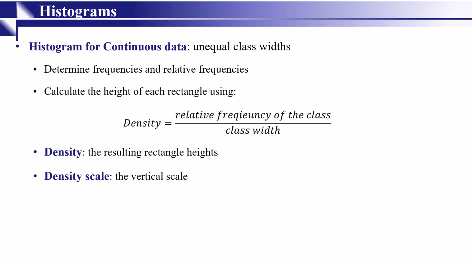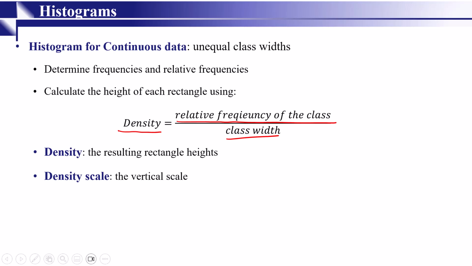First, we need to determine the frequency and relative frequency for each class. The frequency, as I said, is the number of data points falling within the class. Once we have the relative frequency, we calculate the height of each rectangle in our histogram, and this is called density. So density is the relative frequency of the class divided by the class width, right? Density, or rectangle height. This adjustment ensures that the area of each rectangle accurately represents the proportion of data in that class. So this is for the cases where class widths are unequal.